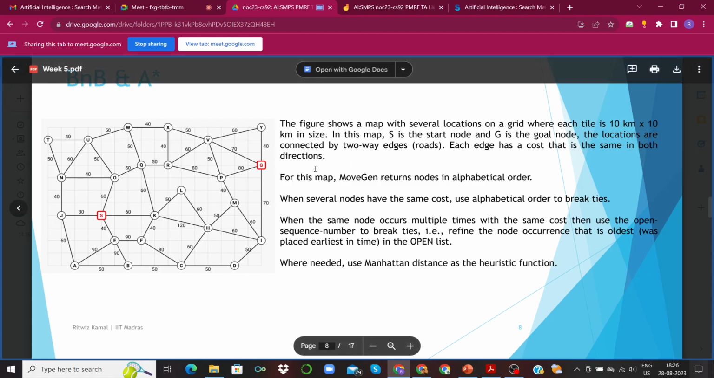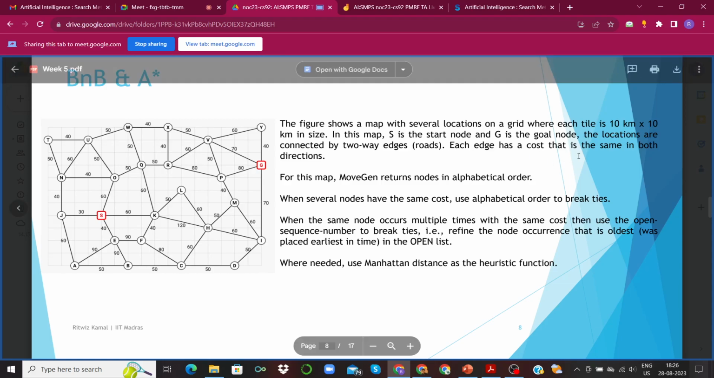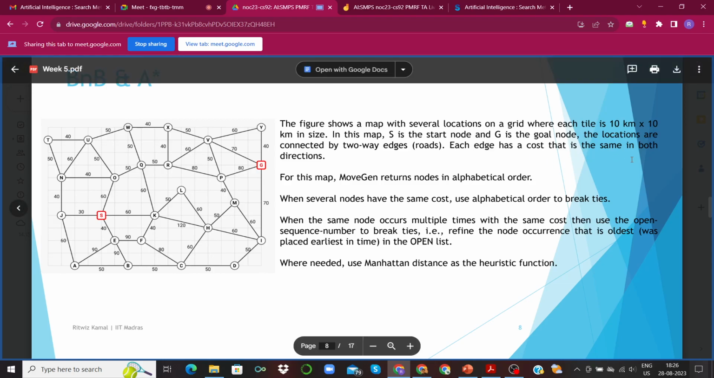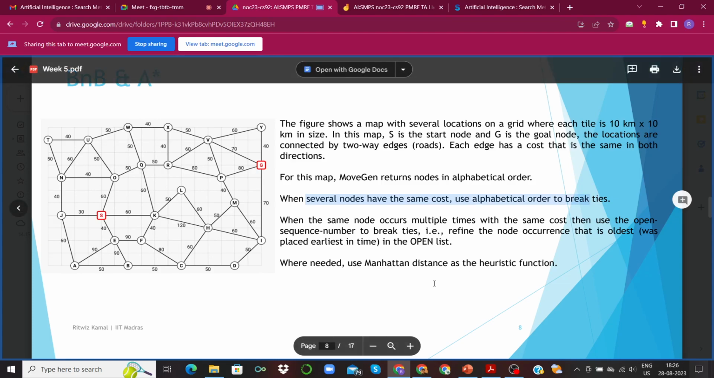And the locations are connected by bidirectional edges or roads, and each edge has a cost associated with it that is the same in both directions. Another assumption is that the move gen function for this particular problem or graph returns nodes in alphabetical order. So this will be useful while we go through the steps of the branch and bound and A star algorithms. And when several nodes have the same cost, we will use the alphabetical order to break the ties.